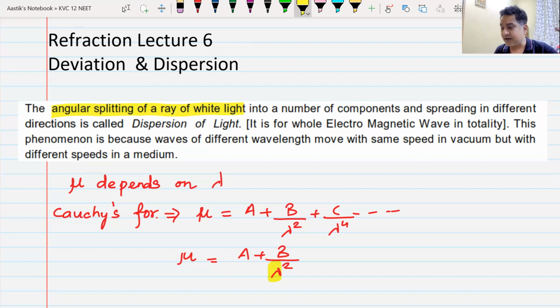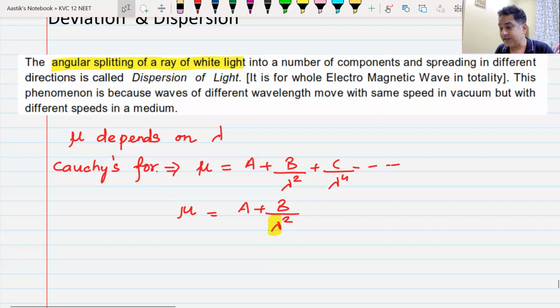If mu is different, they will deviate by different angles, because if I look at the formula for deviation by a thin prism, can you tell me what is the formula for deviation by a thin prism, which we had seen in the previous class? Anyone can read and tell me, but the point is not reading and telling me. The point is remembering and telling me, right? I hope you understand this. Okay, anyways, what is the formula of deviation for a thin prism?